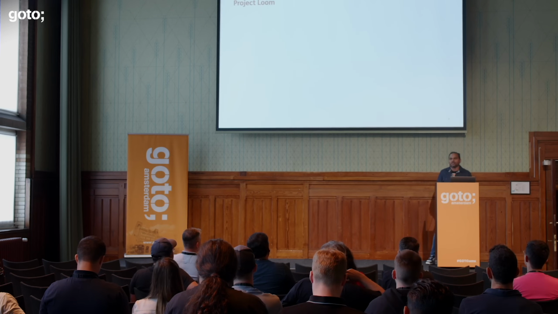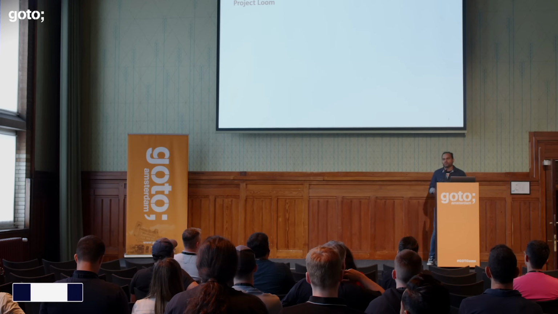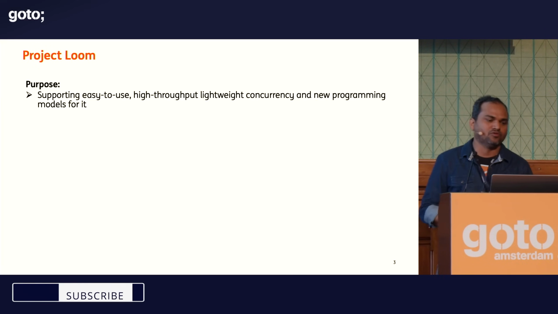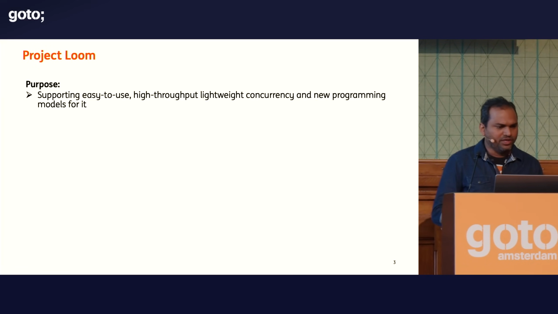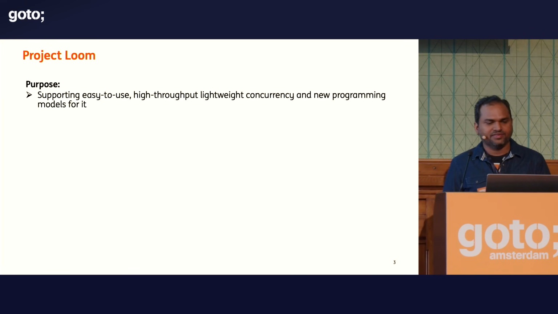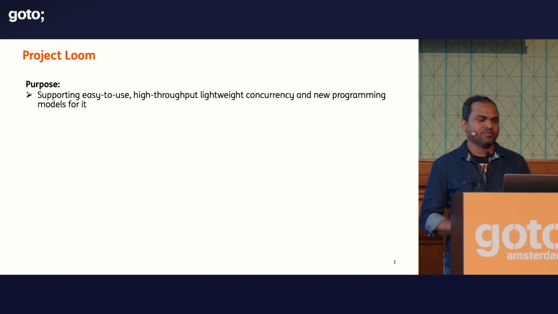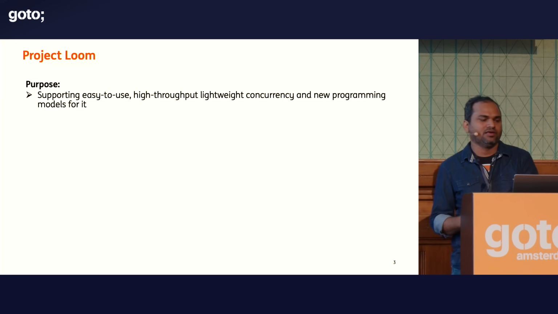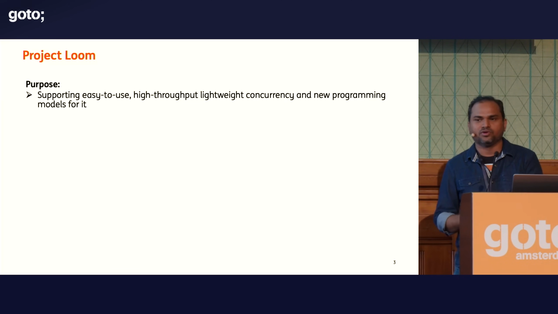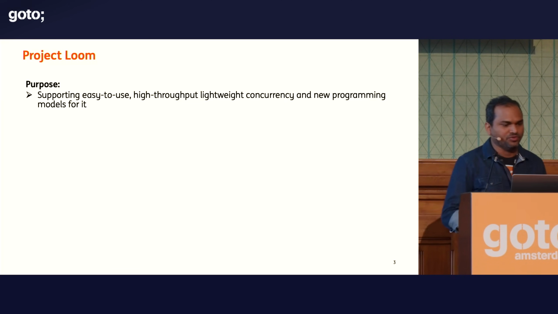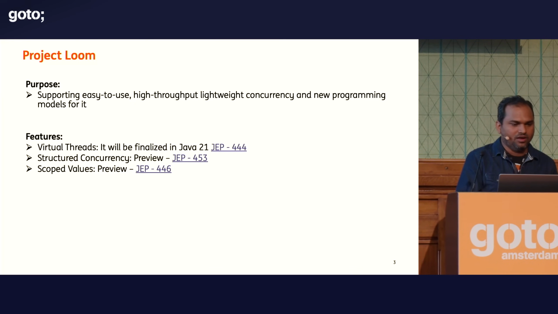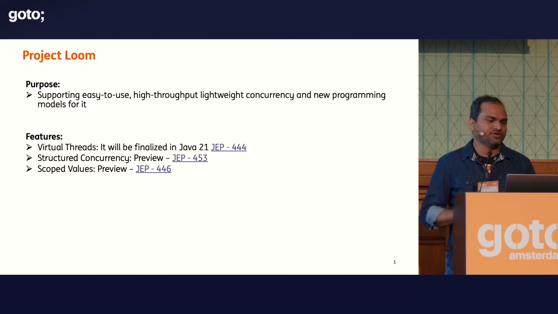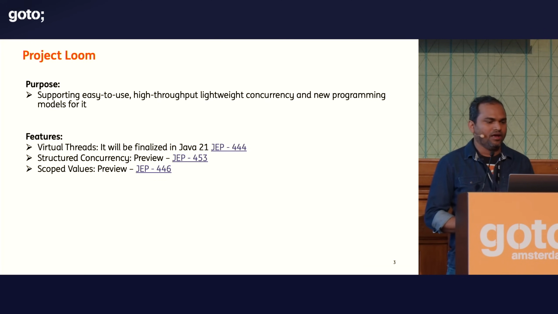Project Loom. Okay, so Project Loom is one of the most important projects at OpenJDK, and the purpose of Loom is supporting easy to use, high throughput, lightweight concurrency, and new programming models for it. So the focus is a lot on concurrency, specifically on lightweight concurrency, also something that gives high throughput and which is easy to use. Okay, there are three main features in this: virtual threads, structured concurrency, and scope values.